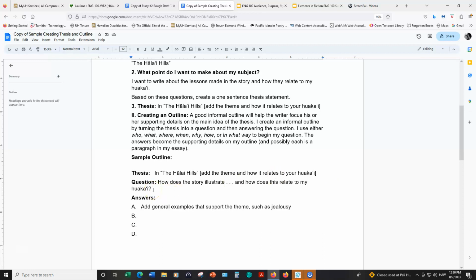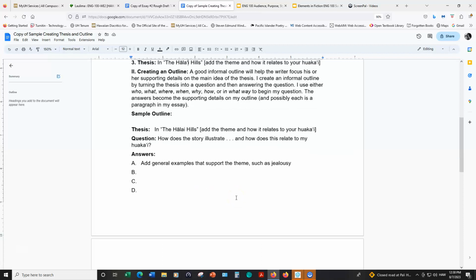Turn your thesis into a question. For example, how does the story illustrate whatever point you're making about the theme, and then how does this relate to my huakaʻi? Your answers should be general in this section, and these are going to become the major supporting points of your essay. So I just put one general example about jealousy.